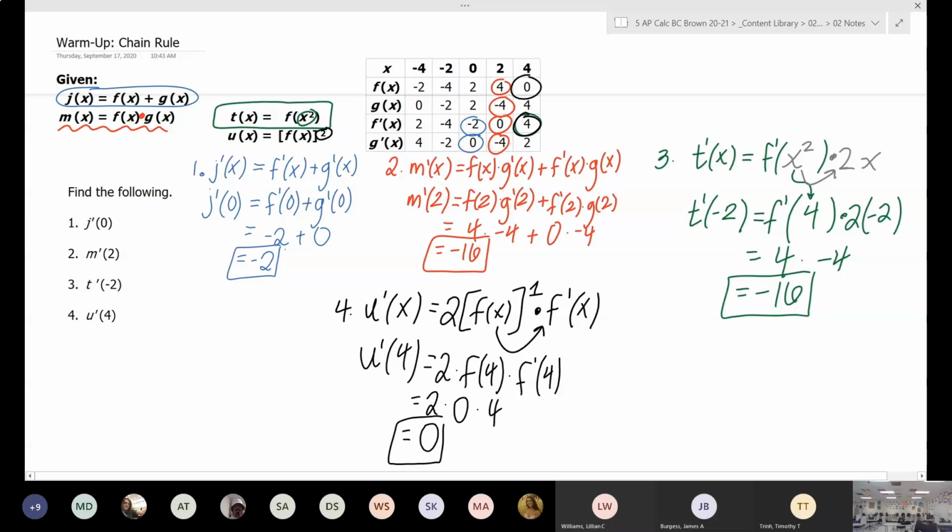Realize we can interpret some things here, so I don't know at all what this function u looks like. I definitely don't know what the function, whatever f of x squared looks like. But I know that now for this function u, since the derivative is equal to 0 at 4, I do know that this graph does have a horizontal tangent at x is equal to 4, and that's just to make some connections with some other things that we've looked at this unit.